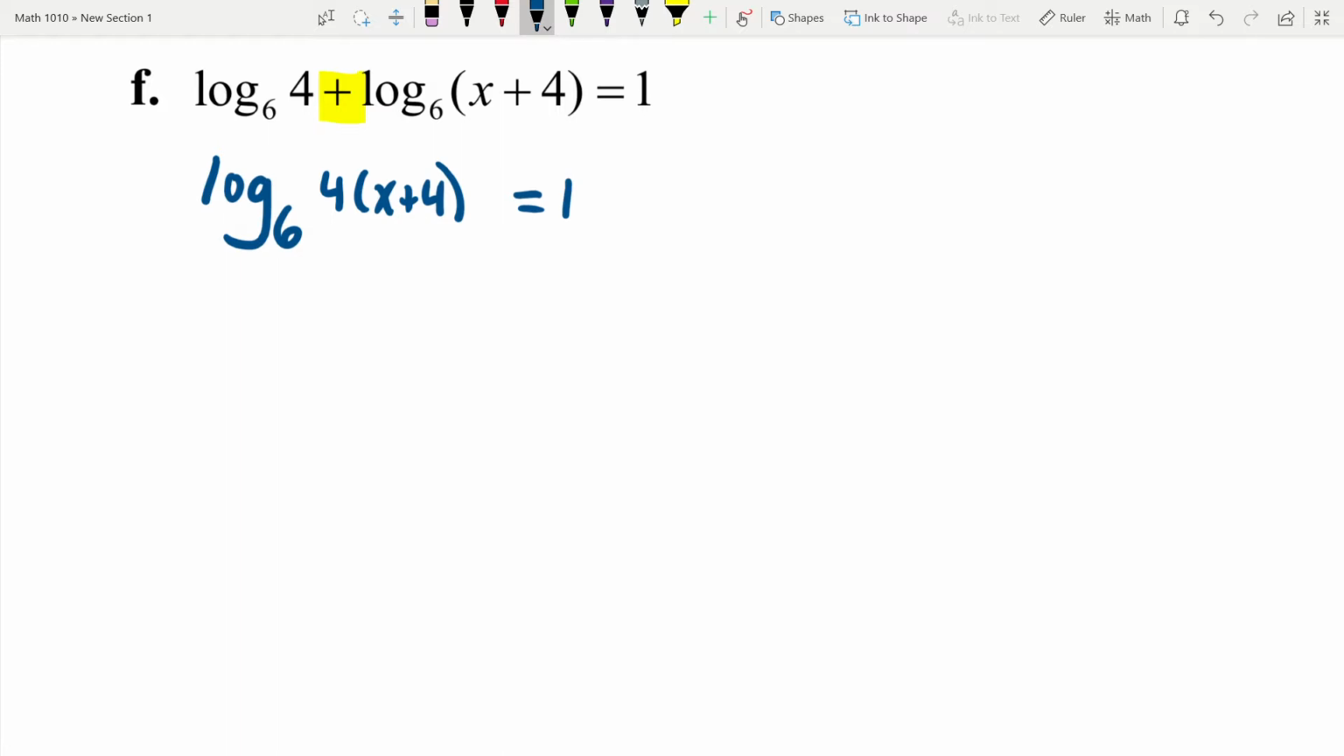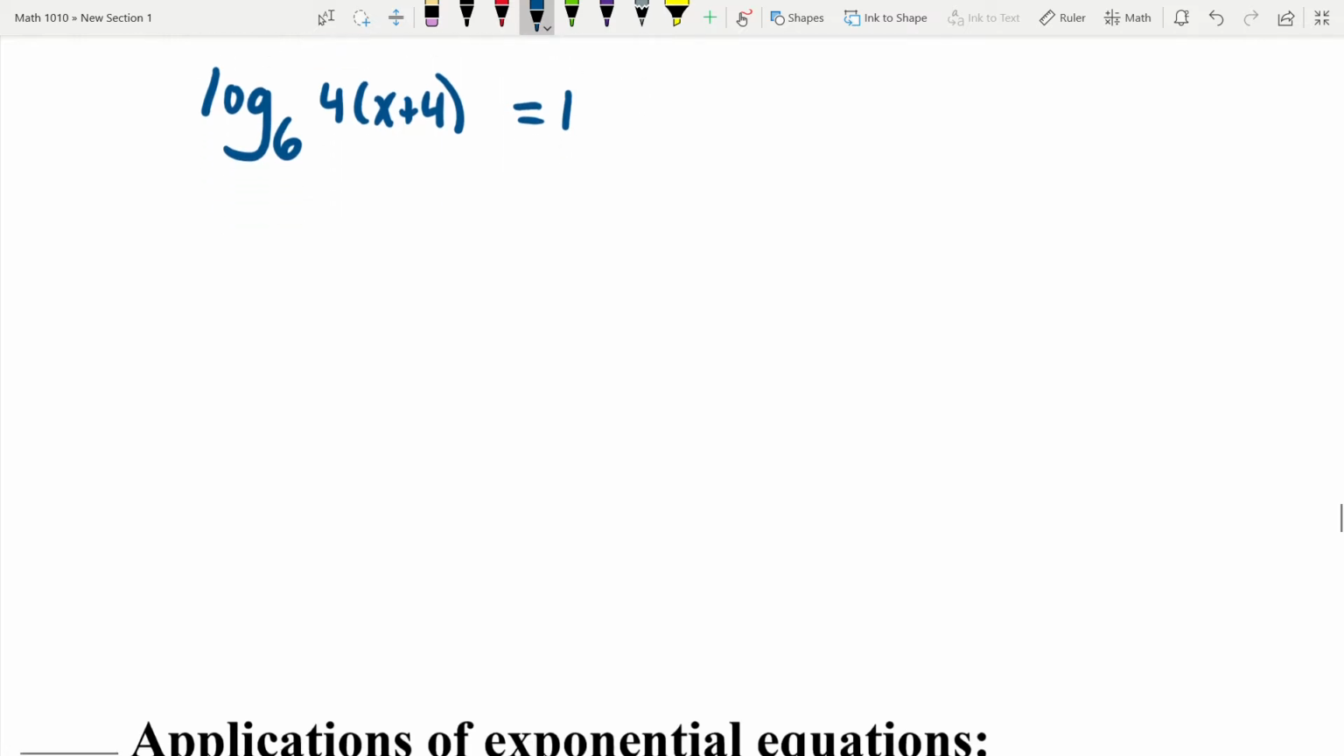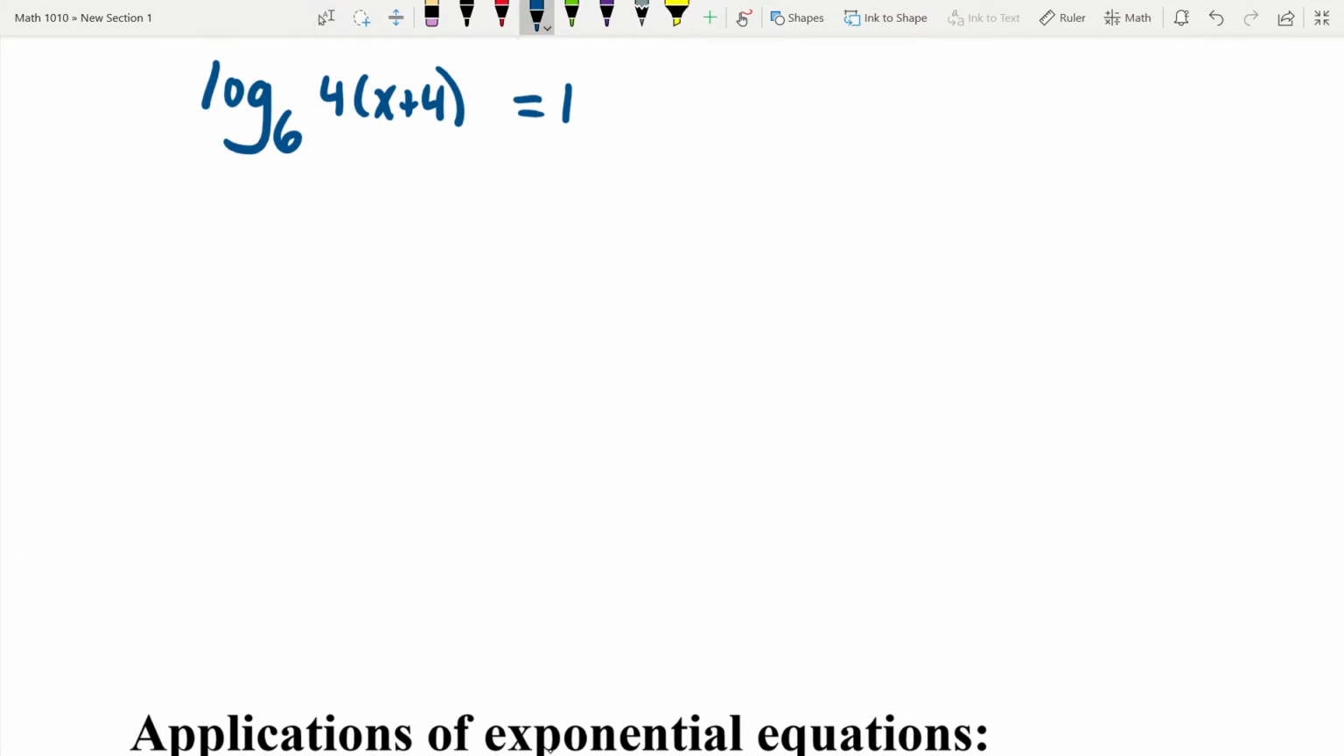Now I'm stuck. Yes, honey, everybody, I know what you're going to say. Could I distribute my 4 and write 4x plus 16? Yes, you may. What if you had like log base 4 and log base 6? You're not, because you can't squish those together. Okay, good questions, honey. Okay, convert it. So you have 6 to the first equals 4 times x plus 4. Okay, distribute. 4x plus 16 is equal to 6.